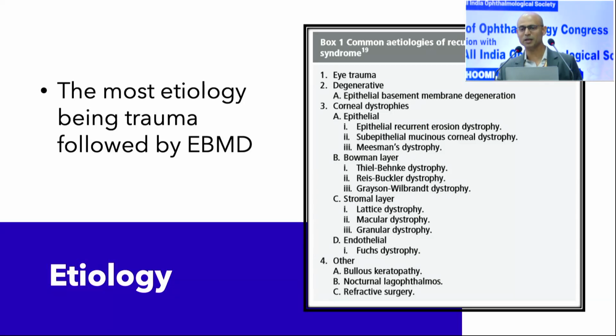Other than that, epithelial basement membrane dystrophy is a dystrophy of the epithelium which is prone to develop recurrent corneal erosions, and various other corneal dystrophies also are prone, as listed here in this table, and other conditions too. Even a refractive surgery like PRK, when you're removing the epithelium with a blade, the edge where ablation is not done can start developing erosions as well.